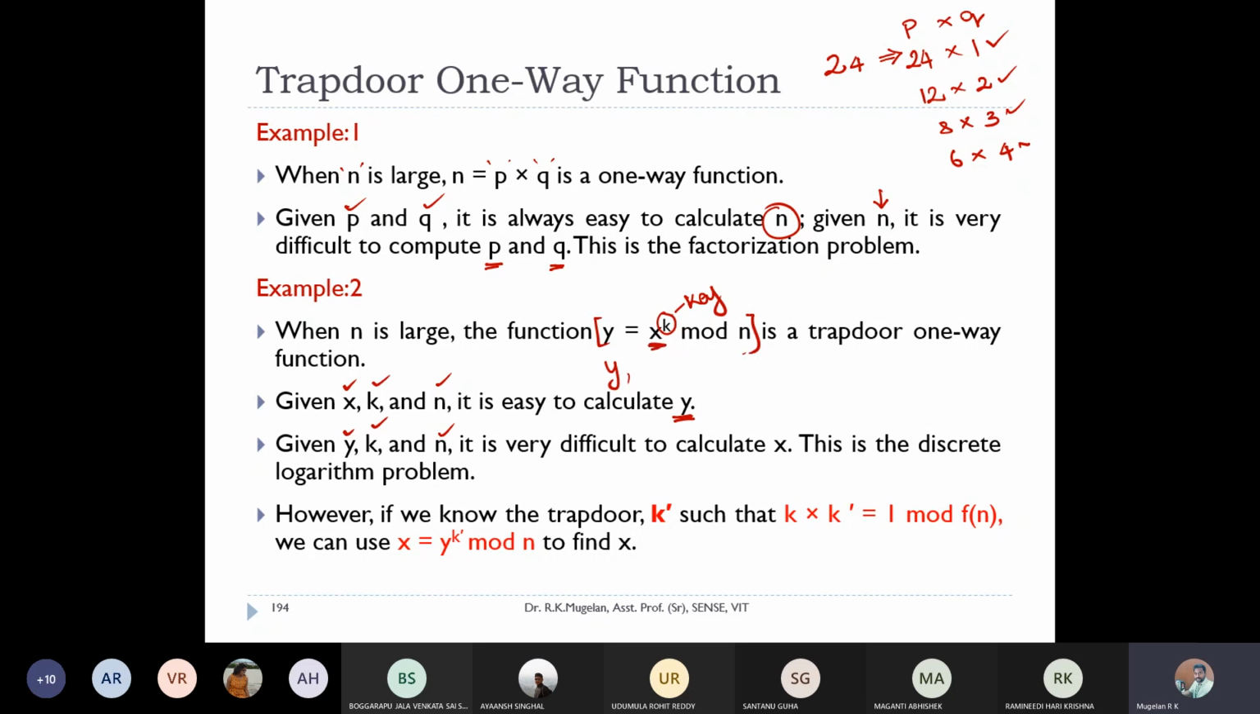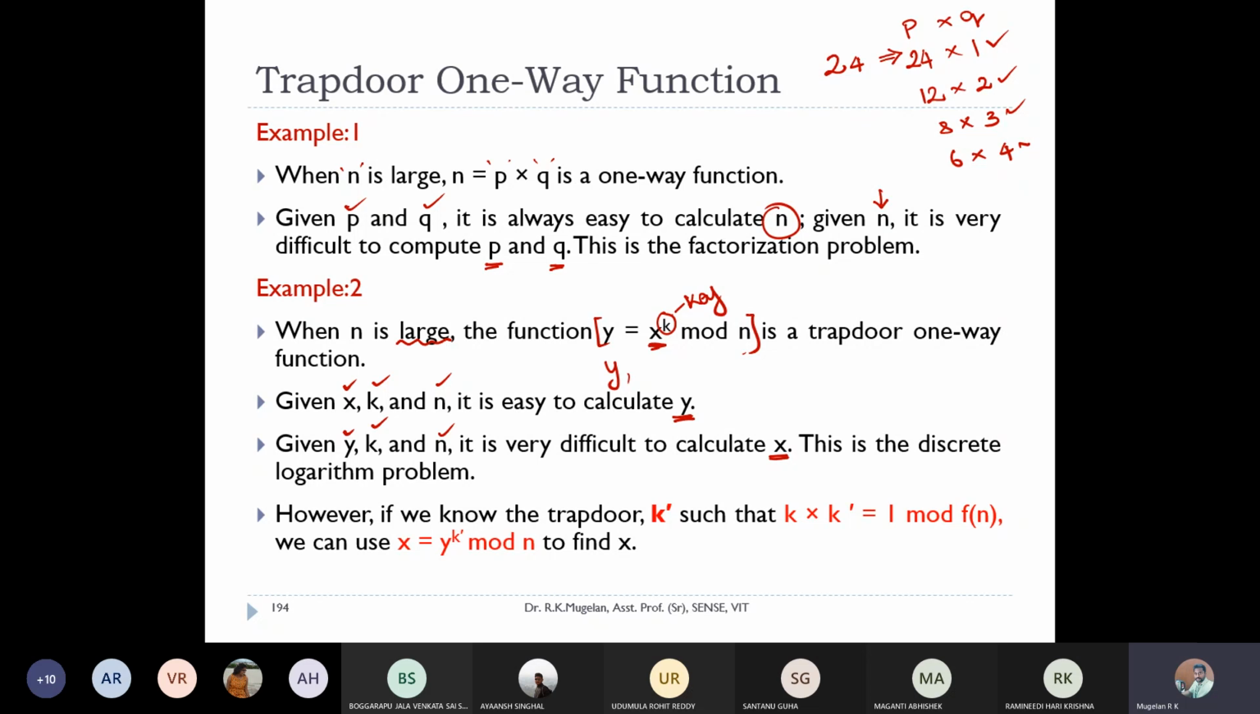So you have to go for a discrete logarithm, or you have to take a log on both sides, right? Then only. Suppose the n is a very large number, as I said, very large, then calculating x becomes more complex. I'm not saying it is impossible, it is possible, but it becomes more complex.